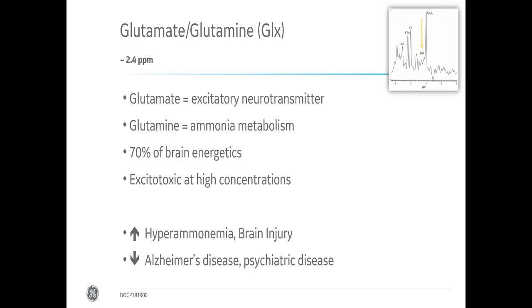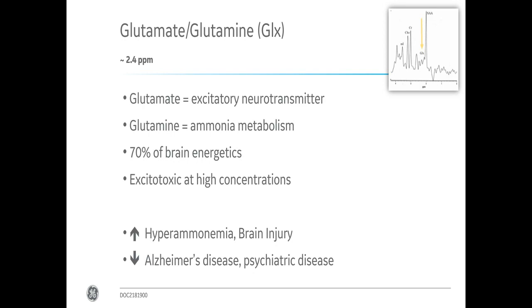As I said, glutamate is a neurotransmitter, and therefore it is very interesting for a lot of neuropsychiatric diseases. You can also see changes in glutamate as a result of Alzheimer's disease. It drops in these cases. And therefore, it is also an interesting marker for clinicians.